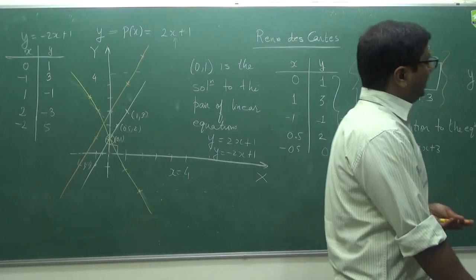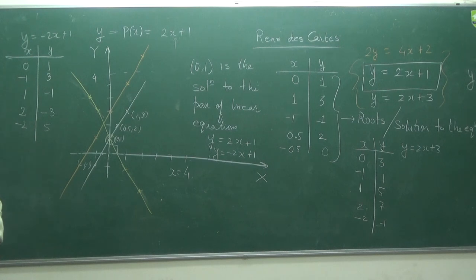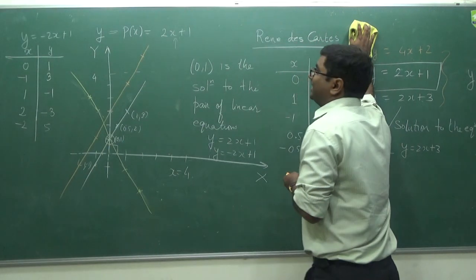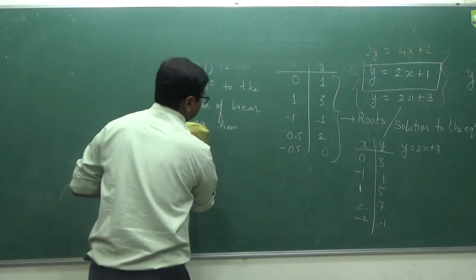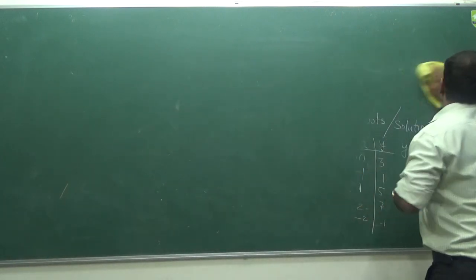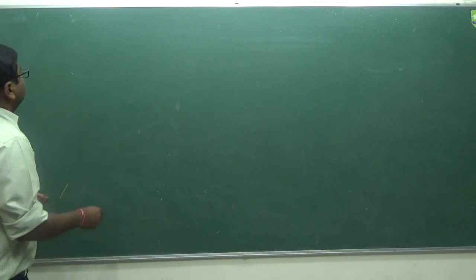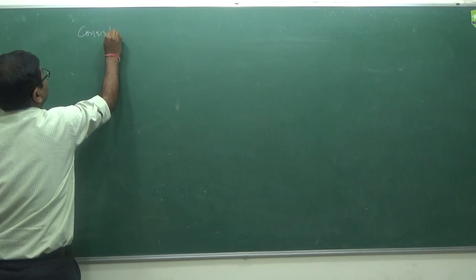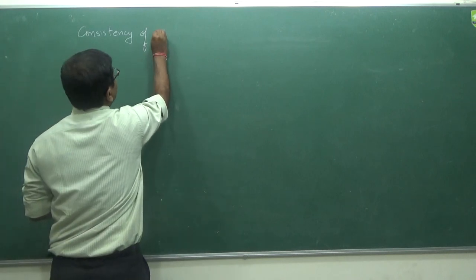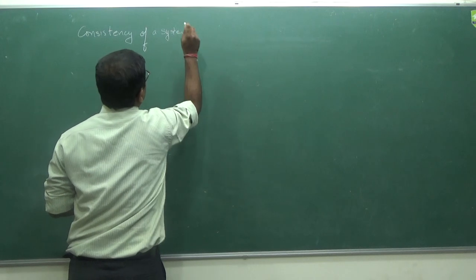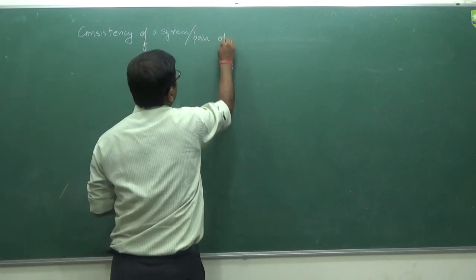Now let us first understand the conditions of what we are talking about: consistency and inconsistency. But before that, let us now generalize whatever we have learned. Okay. Now, what is consistency? Consistency of what? Of a pair, or a system, of linear equations. We usually call it a system or pair. If it is more than two, it will become a system of linear equations.